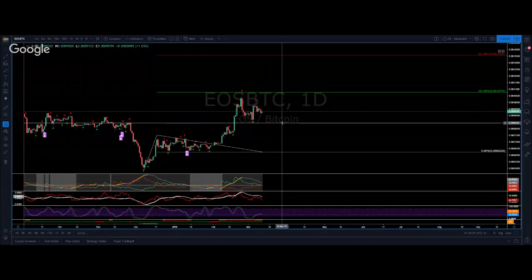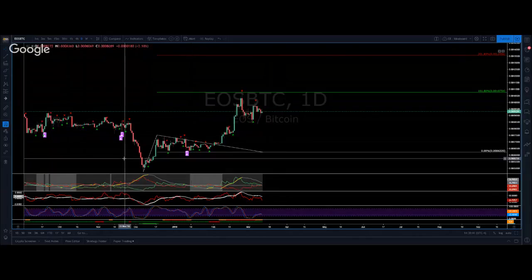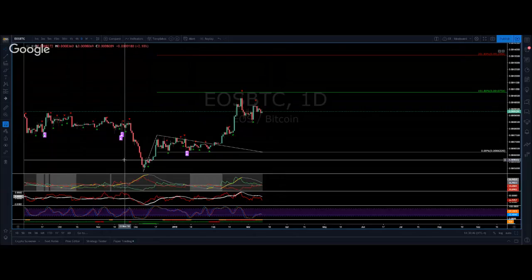So one thing I want to point out, of course, this is not financial advice. Do your own research and trade at your own risk. This market is very high risk, and with all of those typical disclaimers out of the way, let's take a real quick look here at EOS.